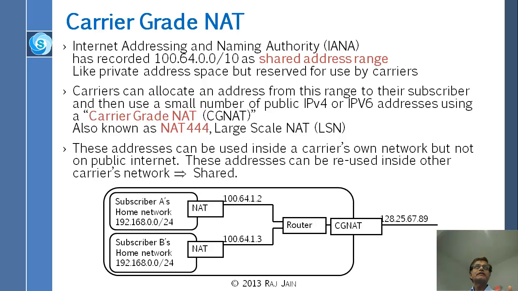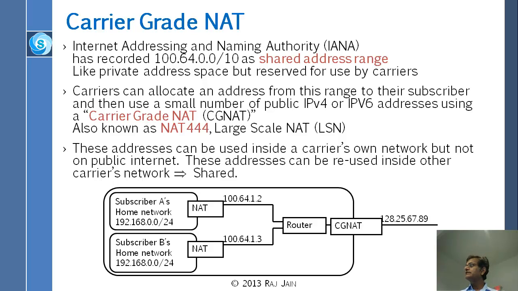How long is the prefix? 10 bits is the prefix. So you just write this out and take the first 10 bits. The first 8 bits are 100, and out of 64 you will get 01, because 8 bits is 127 and onward. So you get 01. That's all there is to the prefix. So they can give out 100.64.1.2 to this customer and 1.3 to this customer.